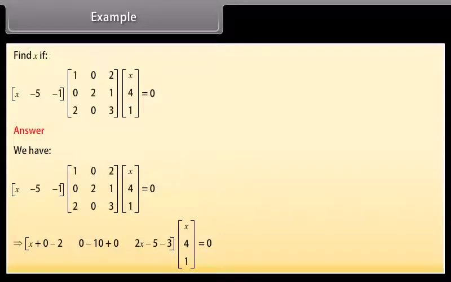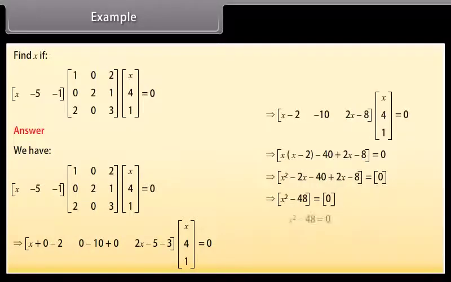It implies that the matrix [x+0-2, 0-10+0, 2x-5-3] multiplied by the matrix with rows x, 4, 1 is equal to 0. Solving this, we get x squared minus 48 is equal to 0. It implies x squared is equal to 48. It implies x is equal to plus or minus 4 square root 3.